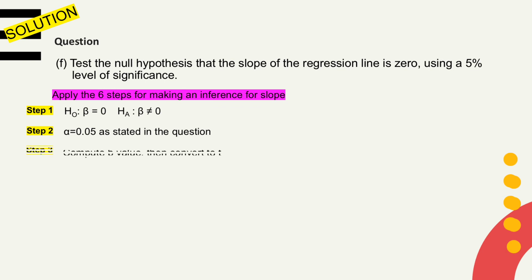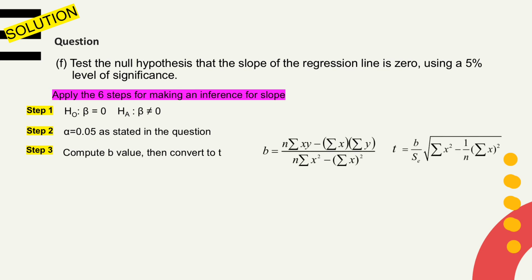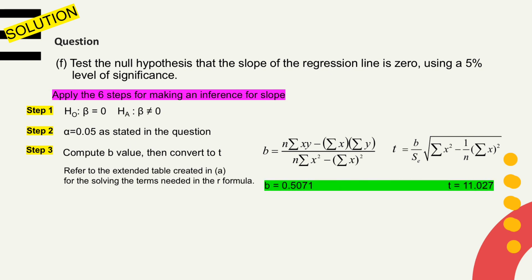0.05. In the third step, we have to compute the b value, and we have to convert it to t value. The b value is given by this formula, and also the t formula is given as follows. In the previous question, we solved the b value, and the b value that we got is 0.5071. Substituting this b value into the t formula here, we will get the value of t equal to 11.027.